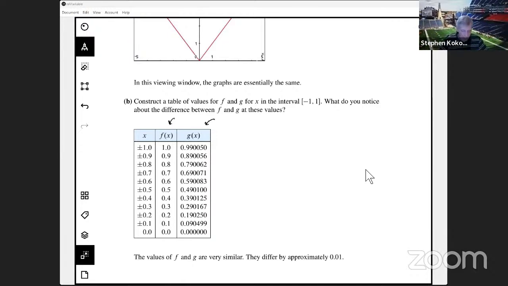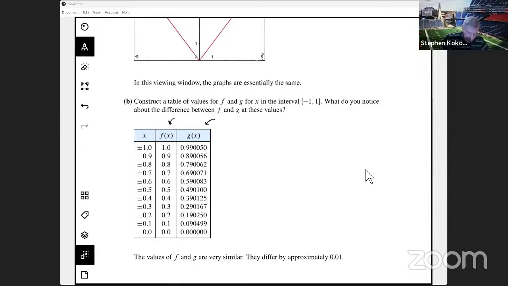And what do you notice about this table? Well, boy, those values are really close. But there's a couple of things that I notice. It seems like the value of g is just a little bit smaller than the value of f. And in fact, if I look at them even more closely, it looks like they differ by about 0.01. That's kind of weird. That was that value on the end. Well, except that x equals 0, of course.